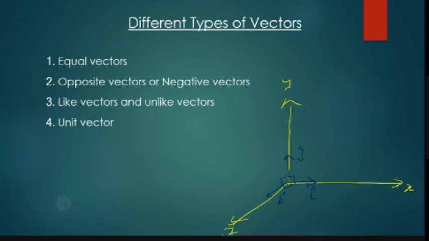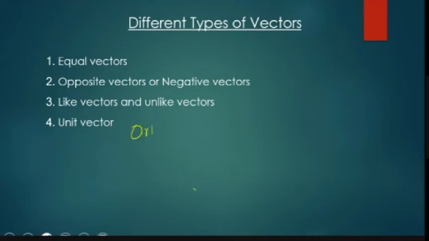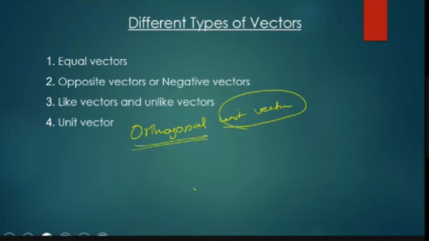Okay, so we have given a special name to these three vectors. They are called orthogonal unit vectors. Orthogonal unit vectors. What is the meaning? Unit vectors you already know. Orthogonal means mutually perpendicular. So that is about unit vectors.